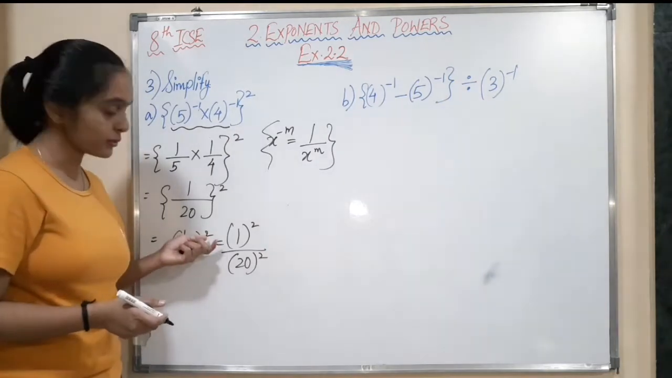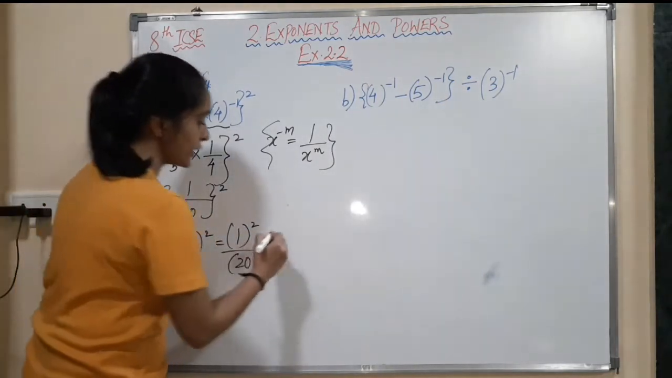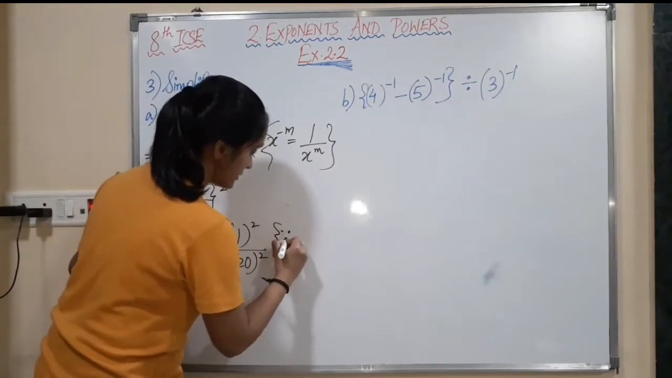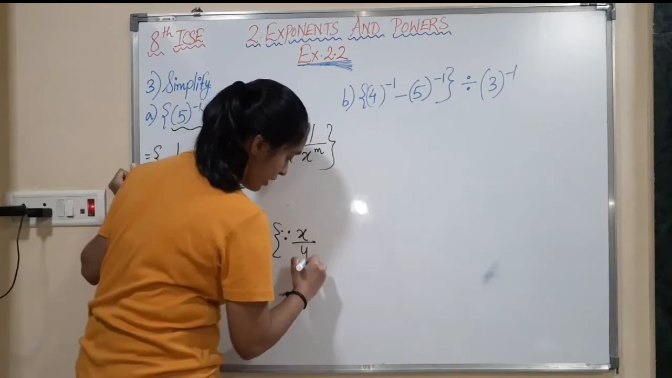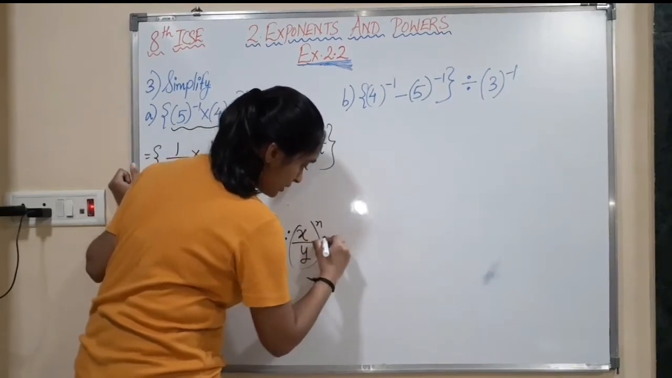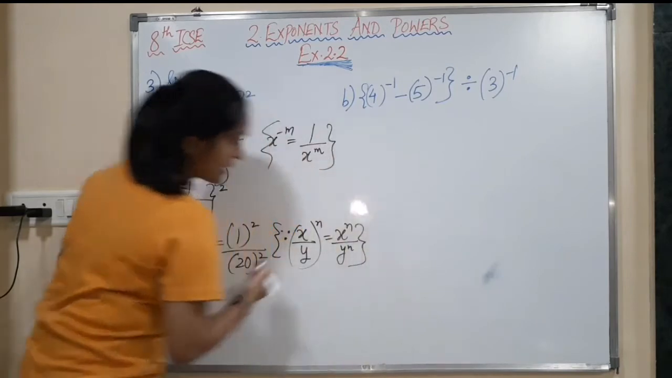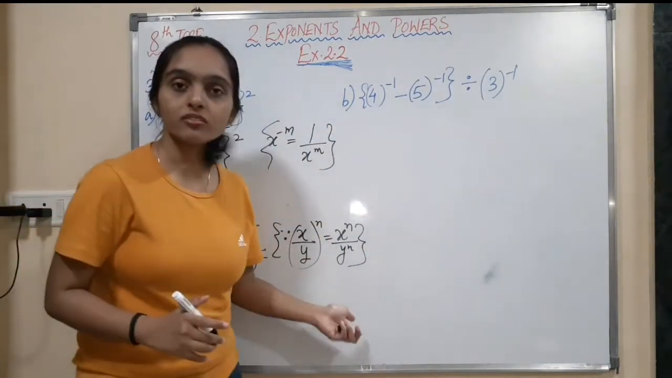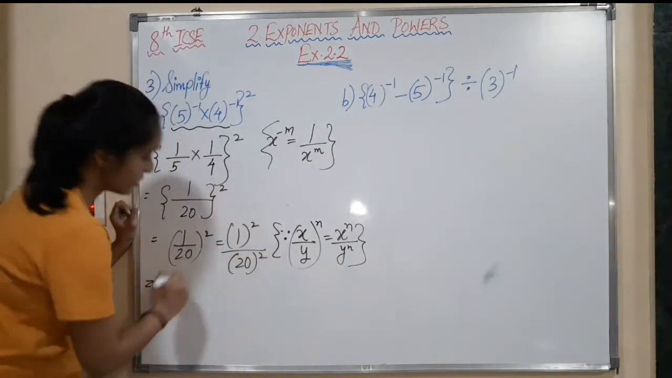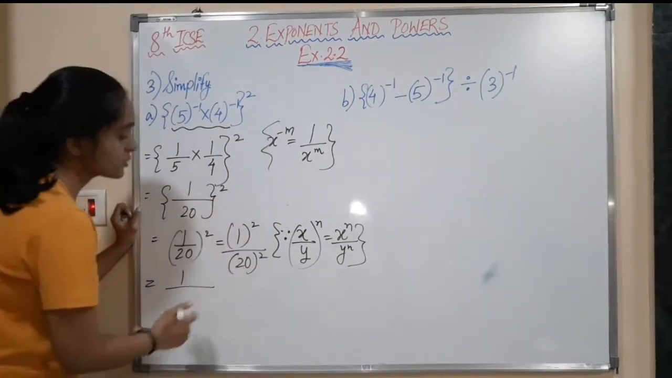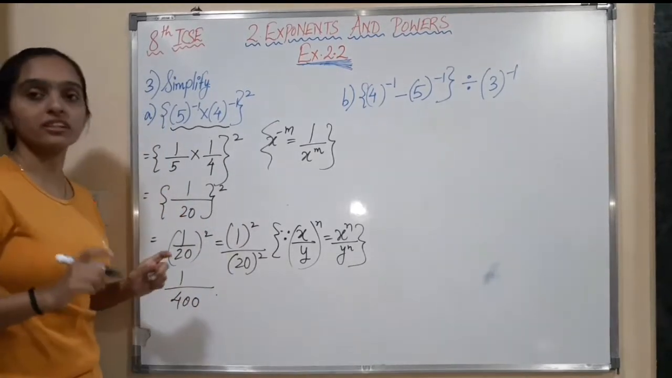So here we have separated the power into numerator and denominator by using this law, since x upon y raised to n equals x raised to n upon y raised to n. That is, we can separate the powers for a given numerator and denominator. So here we will get 1 square is 1 and 20 square is 400. So 1 upon 400 will be your final answer.